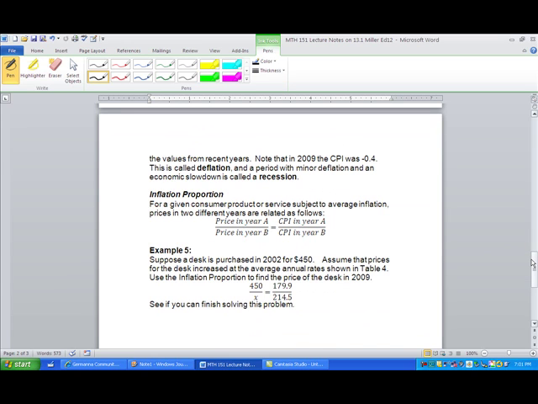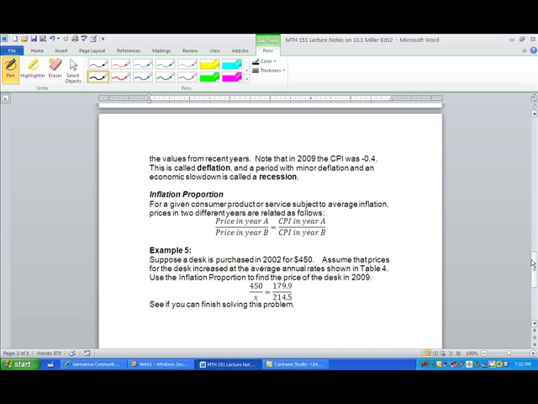All right, so how do we deal with inflation? What kind of problem do we have? Well, if we're given a consumer product or service that's subject to average inflation, the prices in two different years are related as follows. The price in year A over the price in year B is equal to the consumer price index in the first year over the consumer price index in the second year.